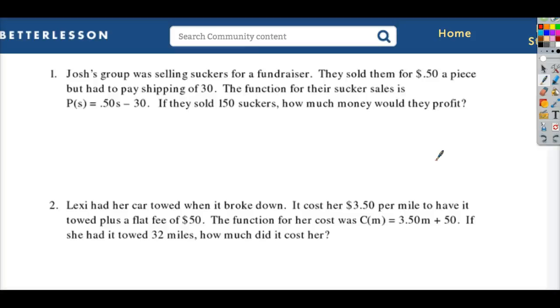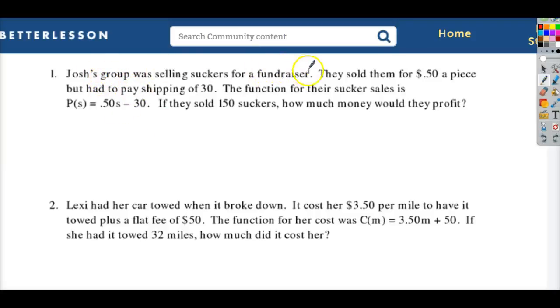But if I gave you context to that, it could be you get $2 for every homework assignment you finish from your parents. That'd be quite a deal. But then you would have context to what that equation actually means. So let's look at a few.